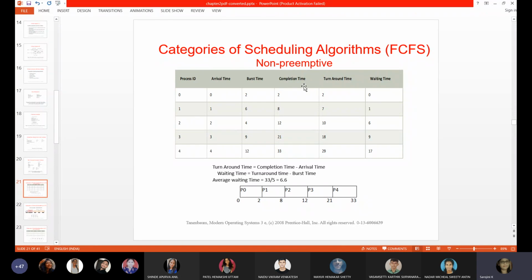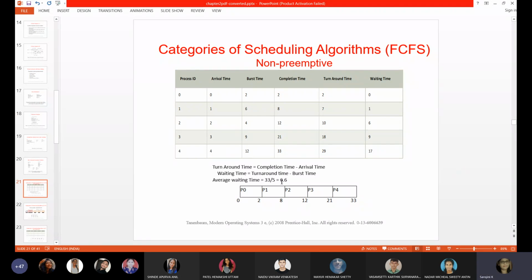Okay, you calculate completion time because you have to calculate turnaround time. You calculate turnaround time because you have to calculate the waiting time. So our ultimate aim is what? To calculate the waiting time. To calculate the waiting time, you need what? Turnaround time. Burst time is already there. But to find the turnaround time, you need completion time. Okay, that's it. So this is the first algorithm.